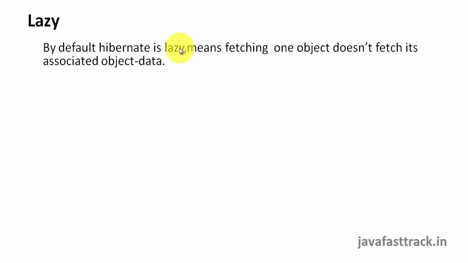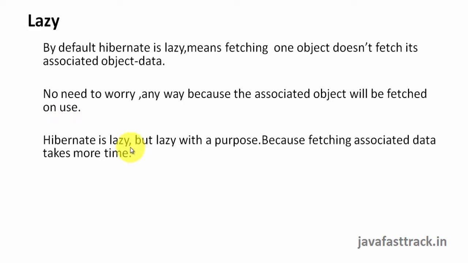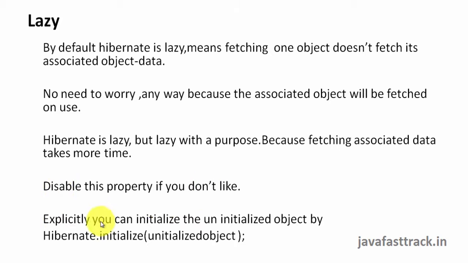By default, Hibernate is lazy, which means fetching one object doesn't fetch its associated data. No need to worry anyway because the associated object will be fetched on use. Hibernate is lazy, but lazy with a purpose, because fetching all the associated data takes more time. If you don't like this property, you can disable it, but I'm not disabling it. You can explicitly initialize the uninitialized object by the Hibernate.initialize method.